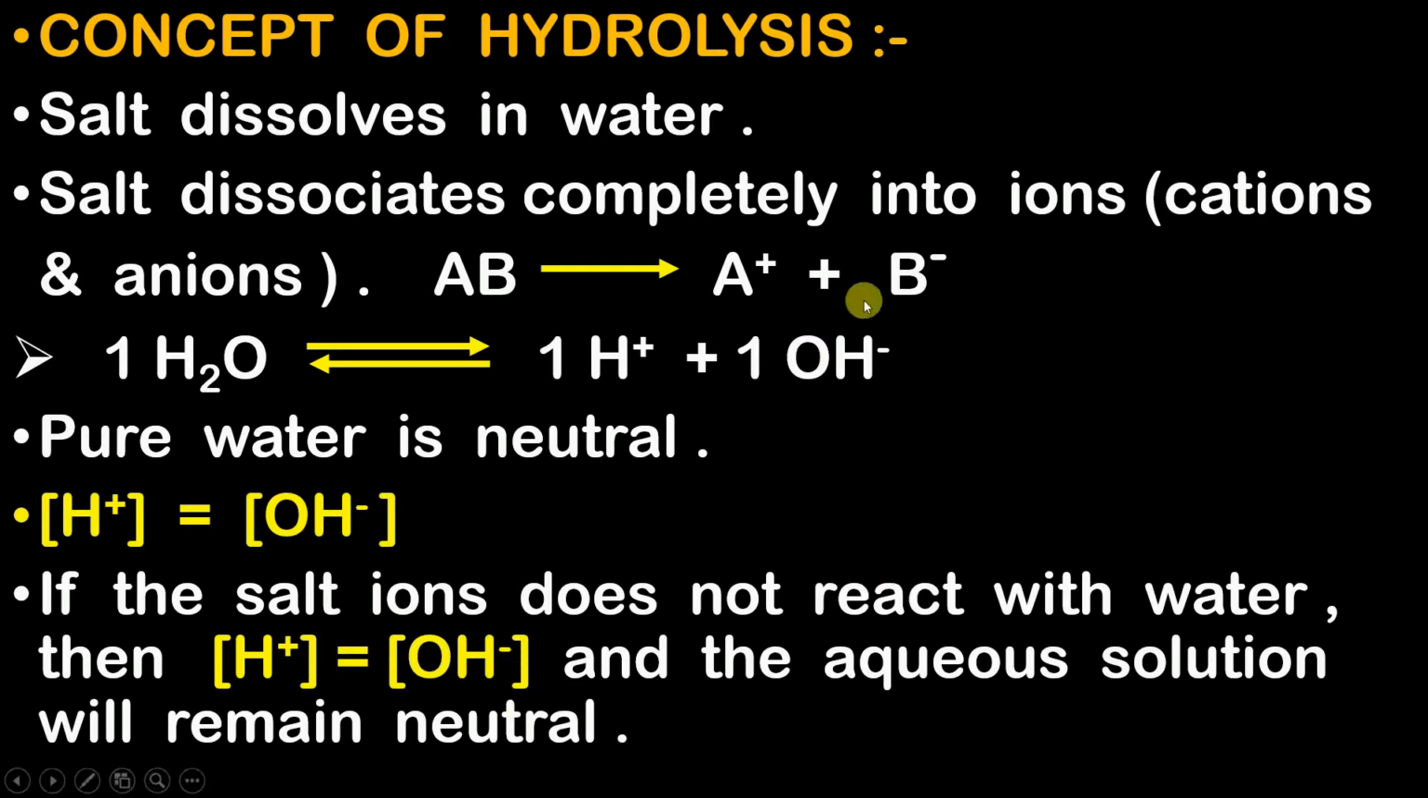If these cations or anions do not react with this H plus ion or OH minus ion, then the molar concentration of H plus ion is going to be equal to the molar concentration of OH minus ions. And if the molar concentrations are equal, then it is obvious that the aqueous solution will also remain neutral.